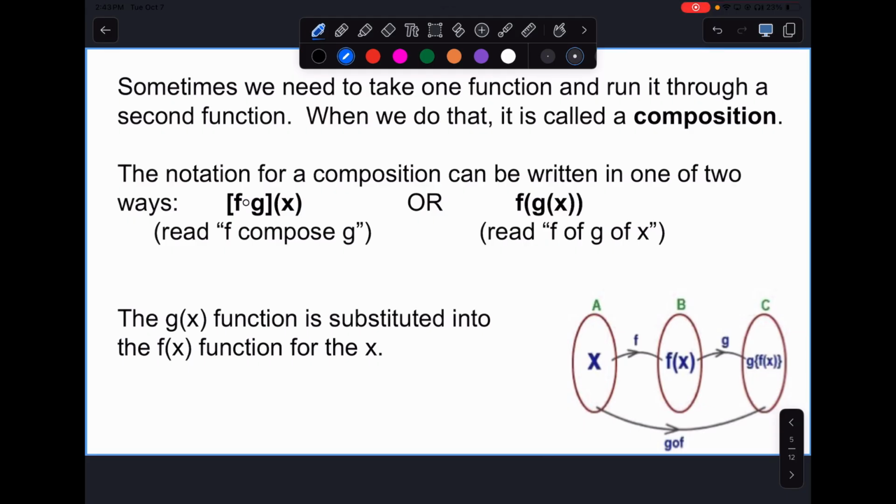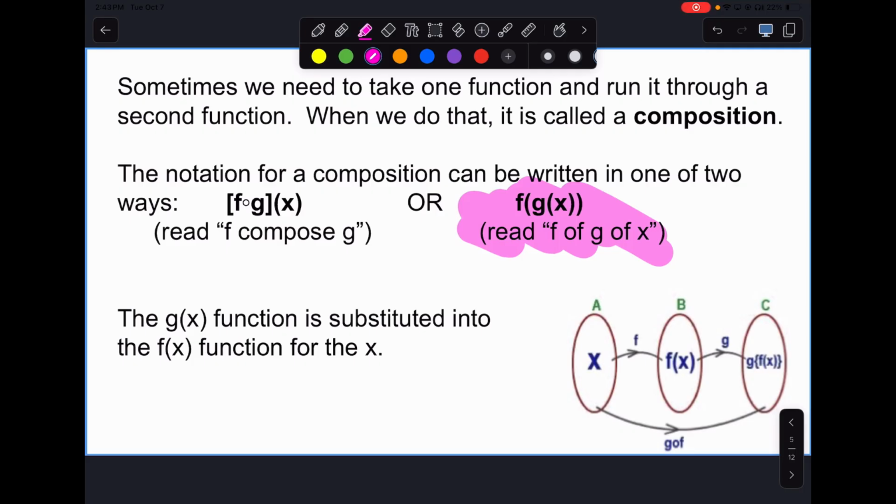This is what we're going to spend most of our time on today. Sometimes this is going to be a bracket, sometimes a parenthesis, but we read that as f compose g. This is the way your book is going to show it most of the time. I don't really like that way. I like this way a lot better, because it really shows that we are taking our function g of x and putting it inside of the function for f. That's really what we are doing.